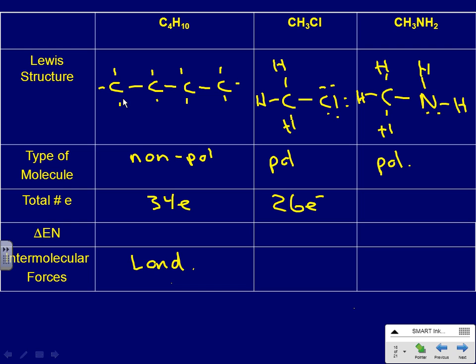The N bonded to the H. Do we have the total number of electrons? 18. 18 electrons. And this is going to be London and dipole-dipole. And this is going to be London and H bonding.